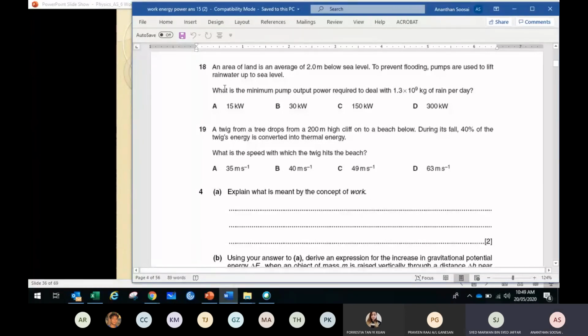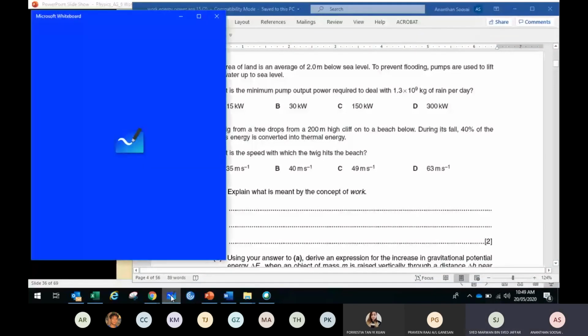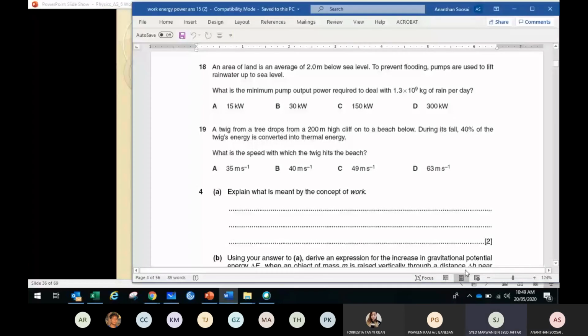Okay, question 19. Give me the answer. A twig from a tree drops from a 200-meter high cliff onto a beach below. During its fall, 40% of the twig's energy is converted into thermal energy. What is the speed with which the twig hits the beach? So what type of energy changes to what type of energy?